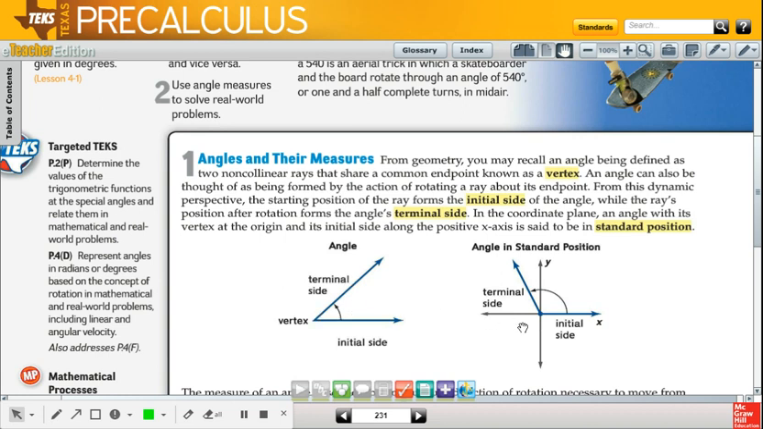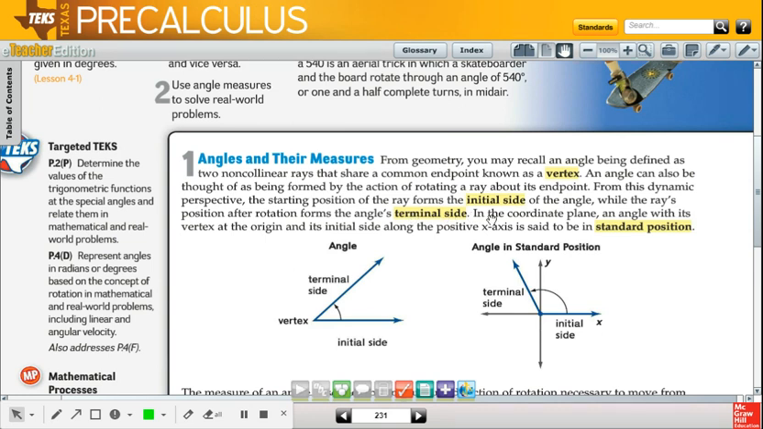Now, given in the XY plane, where it says angles in standard position, as you can see, the x-axis, the y-axis, the initial side is always on the x-axis on the right side, the positive side. And then wherever the second ray stops, that's the terminal side, and as you can see, it forms an angle. So again, from this dynamic perspective, the starting position of the ray forms the initial side of the angle, while the ray's position after rotation forms the angle's terminal side.